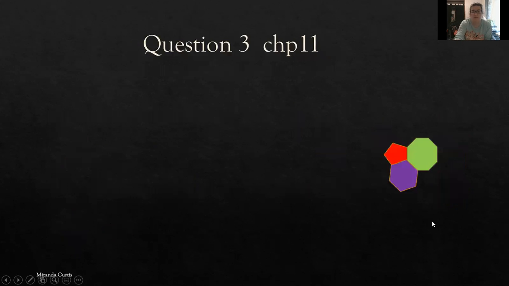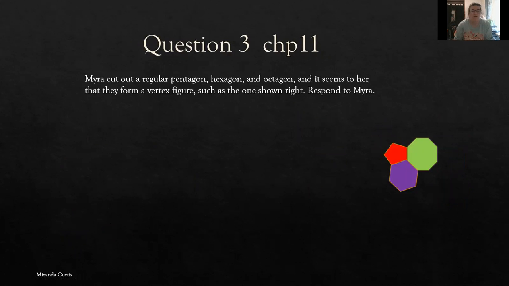Question 3, chapter 11. Myra cut out a rectangular pentagon, hexagon, and octagon, and it seems to her that they form a vertex figure such as the one shown on the right. Respond to Myra. First, we're going to have to look at our shapes.